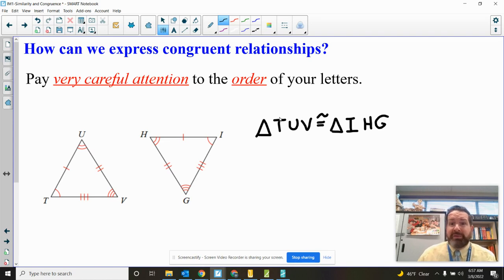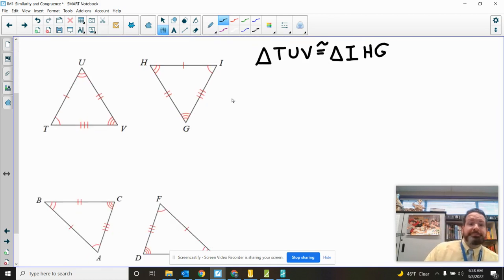So choose whatever order you want for the first, but then make sure that you have a careful corresponding order for the second. If your letters are out of order, your congruent statement is no longer correct. Pay very careful attention to the order of those letters.